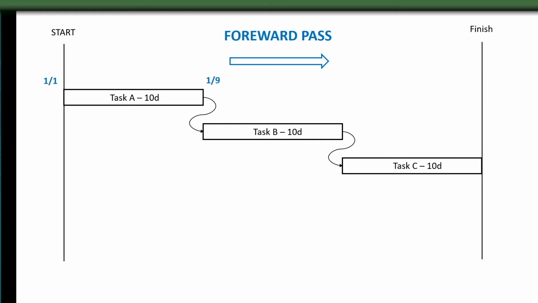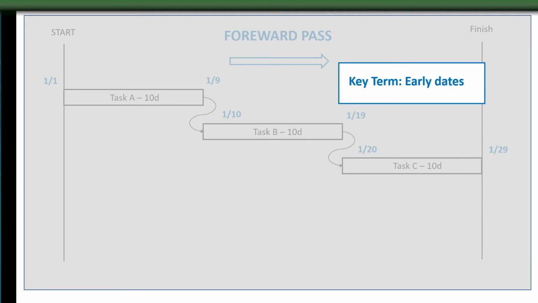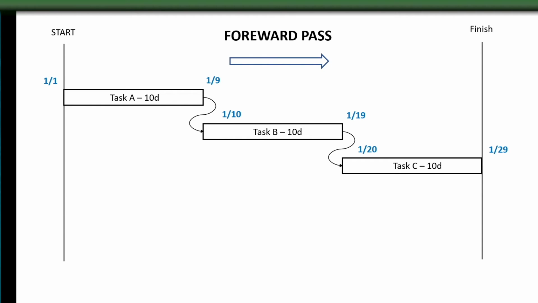That simple. So if I continue to step through this path, I will get these dates. 1/9 to 1/10, starts 1/10 at 8 a.m., goes to 1/20 minus 1, 1/19. Next start date is 1/20, 8 a.m., up to 1/30 minus 1, 1/29. These dates are referred to as the early dates, meaning they are the earliest that these dates can occur based on our schedule. So now that we've gone left to right, we now need to go back right to left.